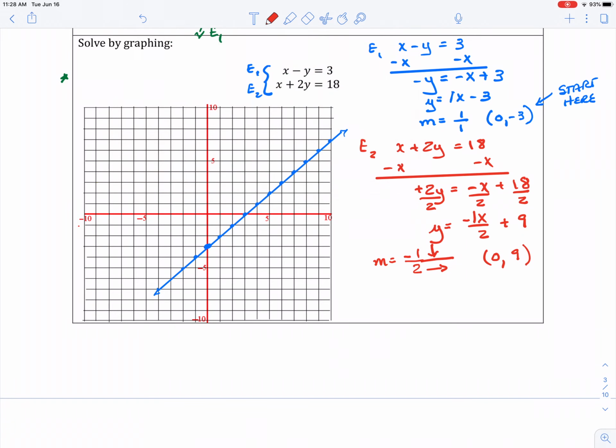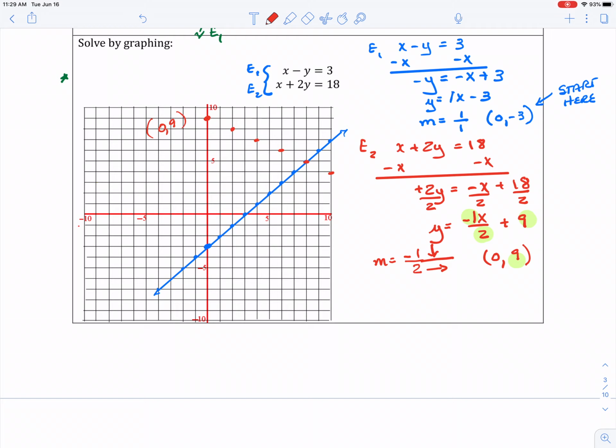I took it also and solved it explicitly for y. And you can see the slope of the line here is -1/2. And you can see that the y-intercept is at 0, 9. So in red, let me find 0, 9. Remember, that's my starting point. And then from there, I drop down 1 and to the right 2. Down 1, right 2, and so on.